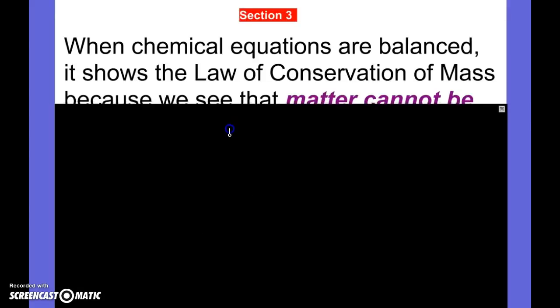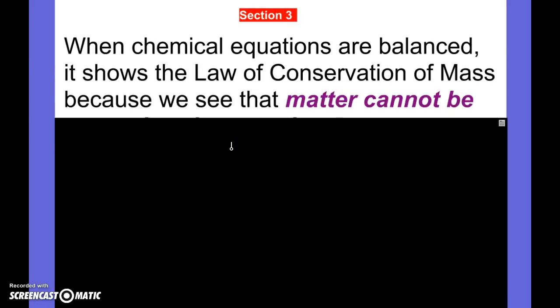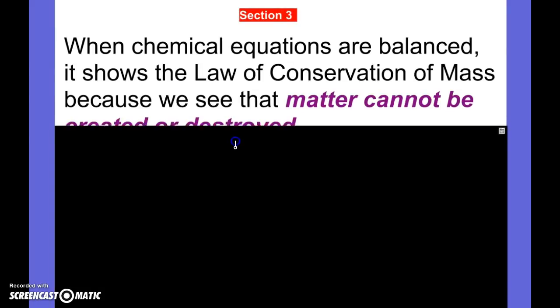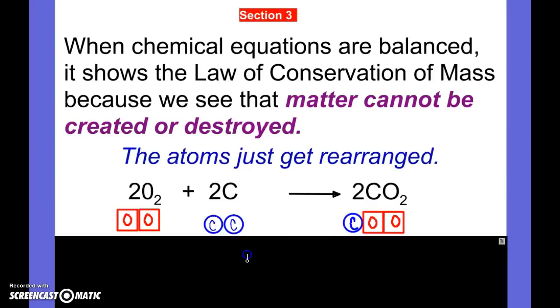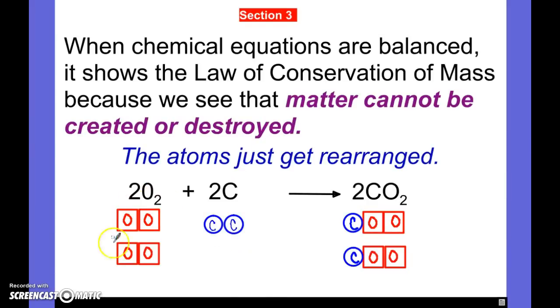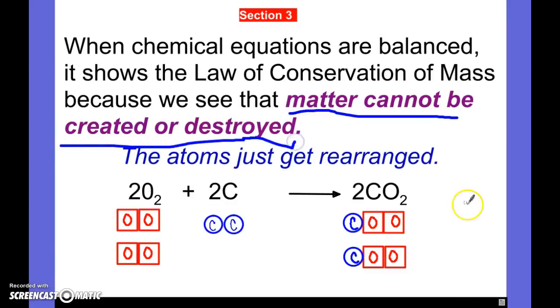Section 3. When a chemical equation is balanced, it shows the law of conservation of mass because we see that matter cannot be created or destroyed. Again, all the atoms are still there. They've just gotten rearranged to form a new substance. Here's the key, that matter cannot be created or destroyed, meaning that things can't just appear or disappear out of nowhere. Pause, highlight, and write a question.